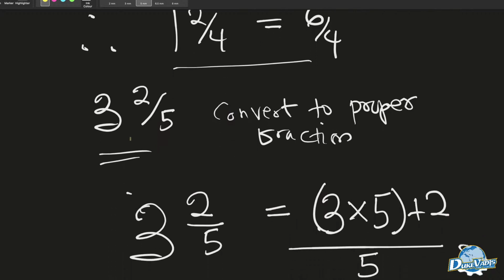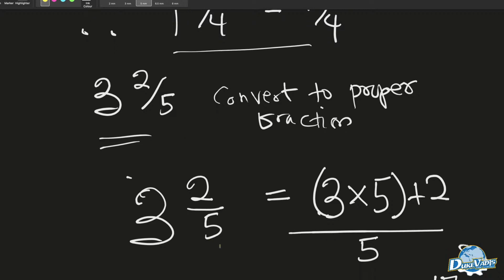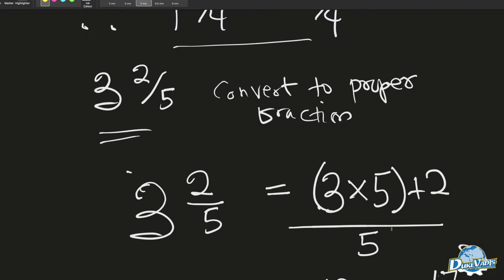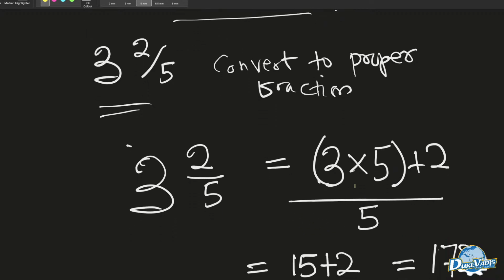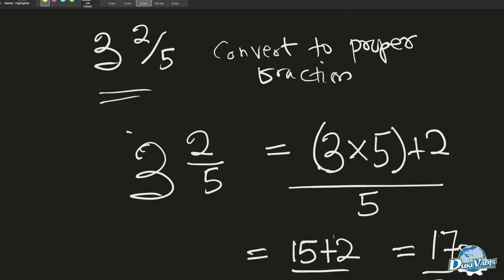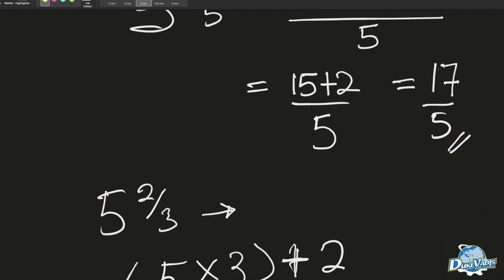So when we have 3 whole number 2 over 5, when we did the conversion, we multiplied 3 by 5. That is what we have in the bracket. And I reminded you that we always deal with what is in the bracket before we think of the addition. So here we say 3 times 5 plus 2 all over 5. And we know 3 times 5 is 15, plus 2, so 15 plus 2 is 17 over 5. So you see, we are able to convert it.